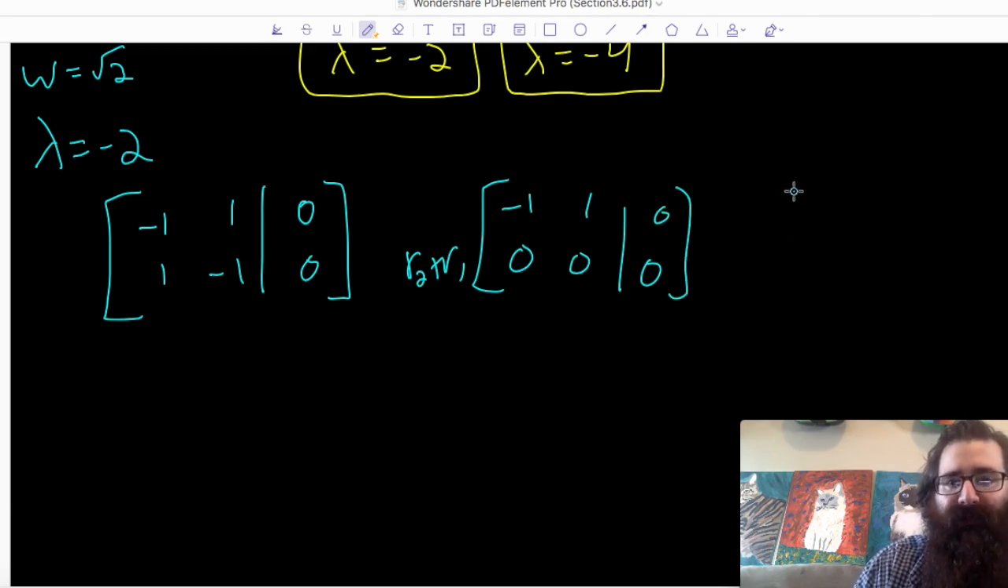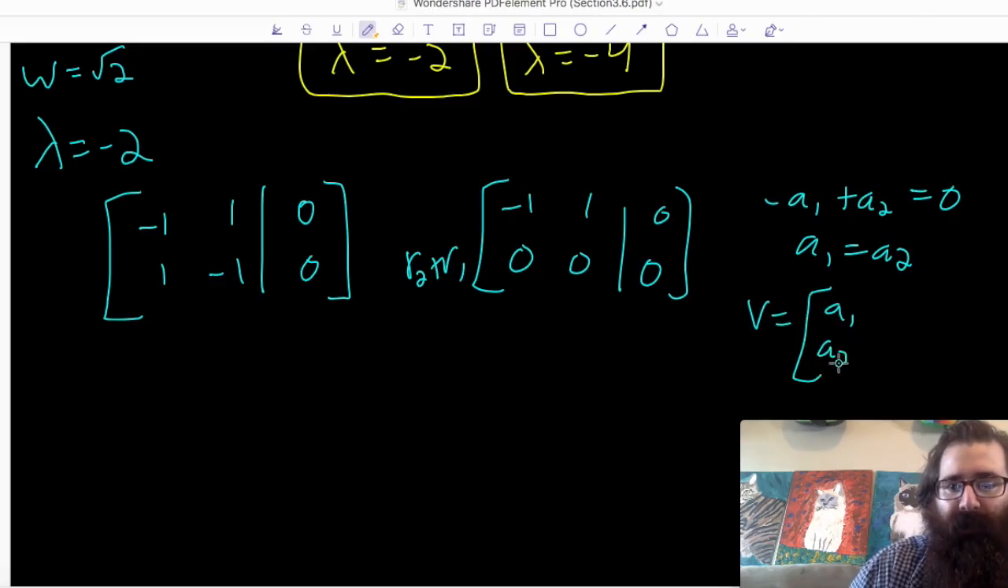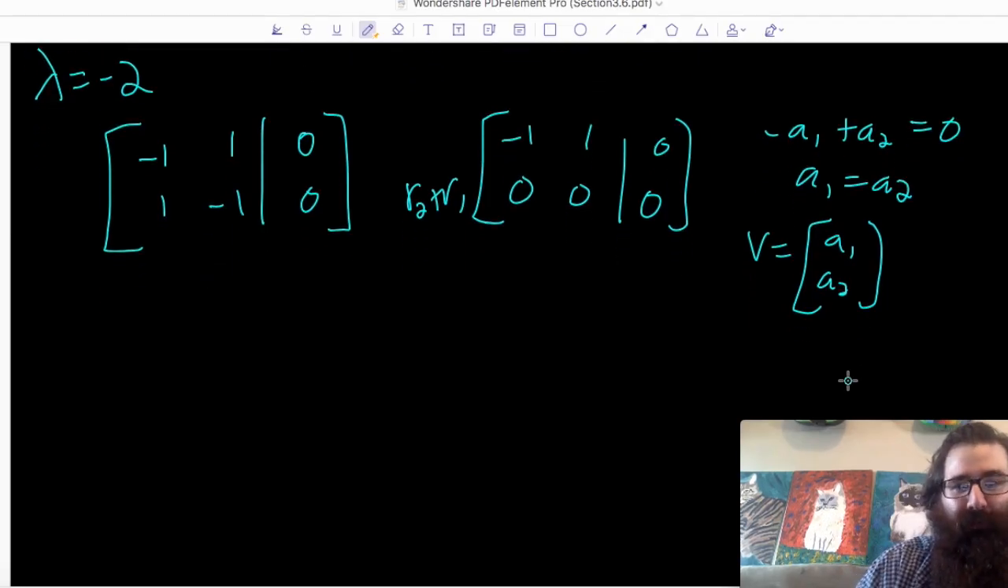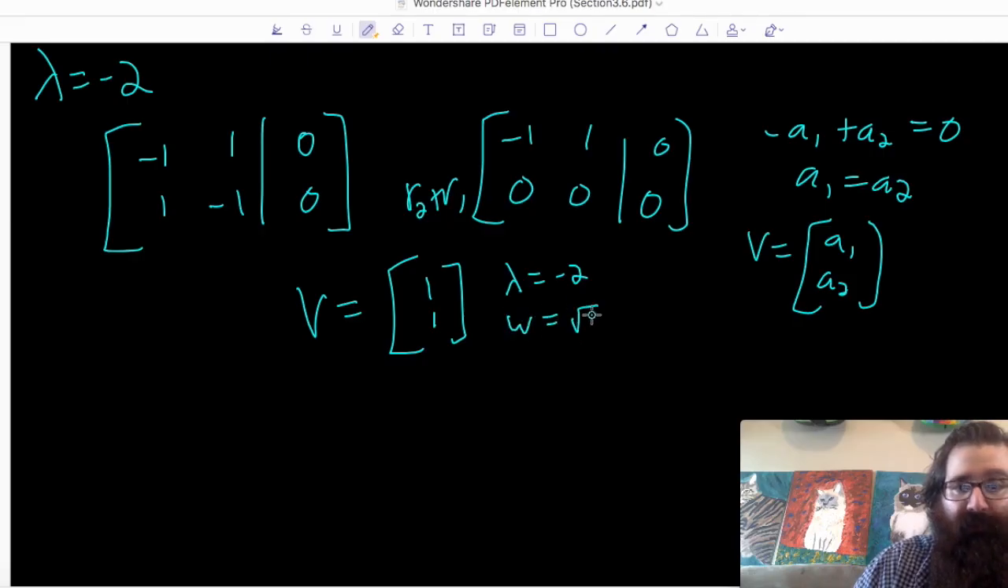And row 1 as an equation says negative a1 plus a2 is equal to 0, or that a1 is equal to a2. So my vector, which should have entries a1 and a2, I know that the entries should be equal. So without getting too crazy here, I'd say, hey, a good eigenvector would be 1, 1. And this corresponds to the eigenvalue negative 2, but the frequency square root of 2.